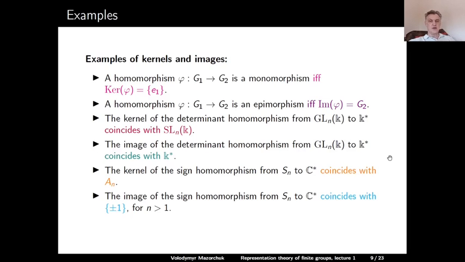The kernel of the sign homomorphism from S_n to C star coincides with A_n. So the even permutations are sent to 1. And the image of the sign homomorphism coincides with the subgroup of C star consisting of plus and minus 1.